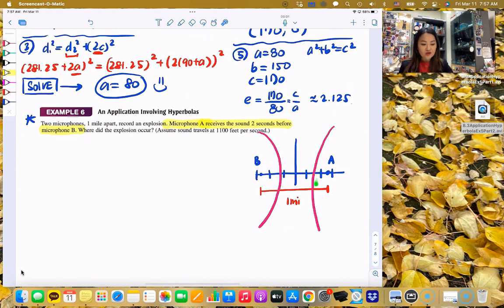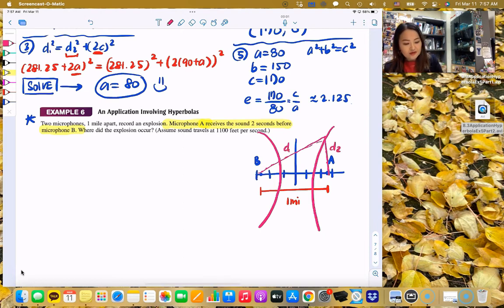So the sound travels like this, which means this microphone is going to hit this hyperbola, and it goes to this one here. So the sound is traveling this way. It hits anywhere along this hyperbola, but you know it's also going to hit back here. When microphone A receives the sound 2 seconds before B, all that's really saying is that this distance minus this distance is 2A.